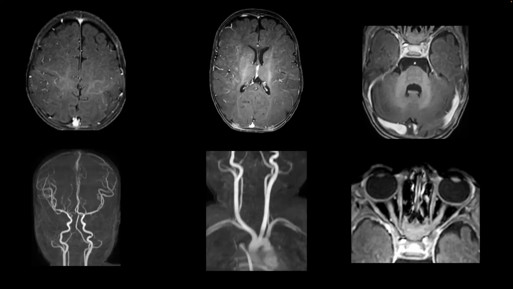And the lenticulostriate vessels? Well, that would be difficult to appreciate, but given the involvement is not primarily lenticulostriate, it's more extensive involvement. So I would have expected something more significant on the MRAs.